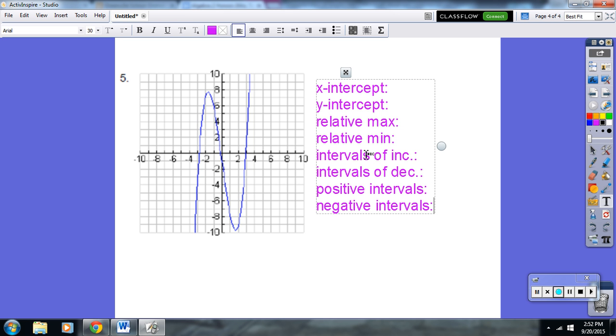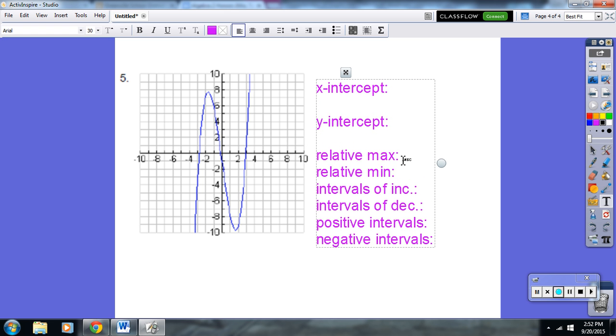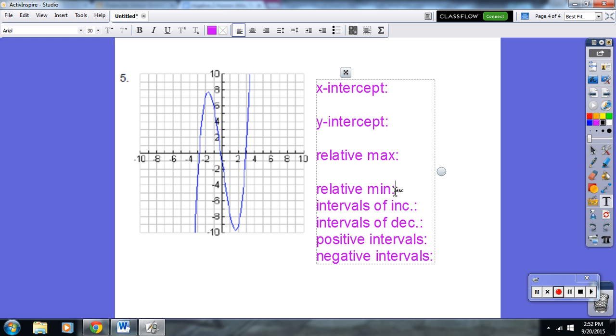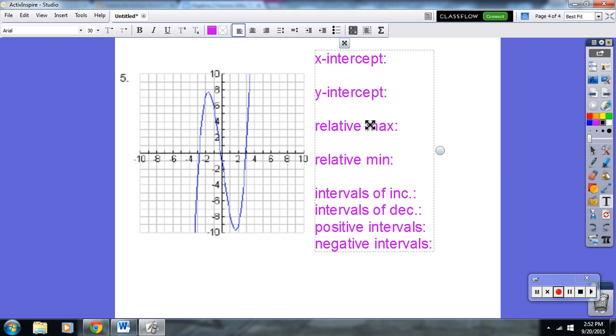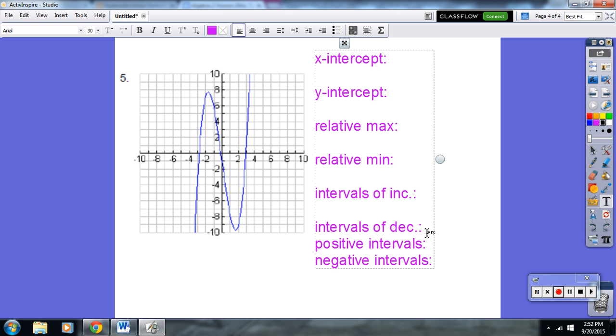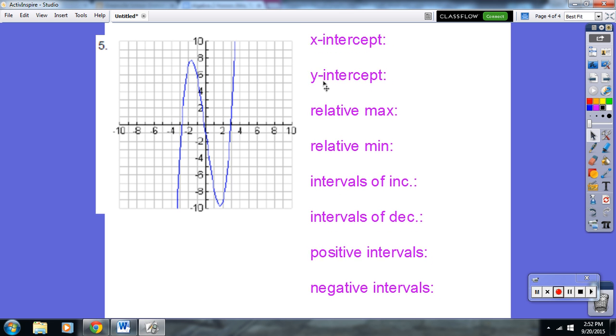These are all characteristics of a graph that can be helpful to communicate how the graph is behaving. If someone couldn't see the graph, they might want to know this information. To start with, let's talk about your intercepts. Intercepts are where the graph crosses an axis. So the x-intercept is where the graph crosses the x-axis.